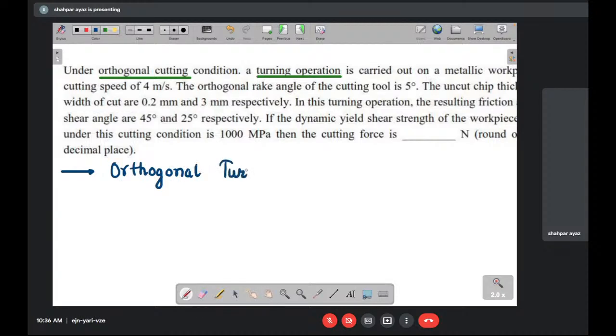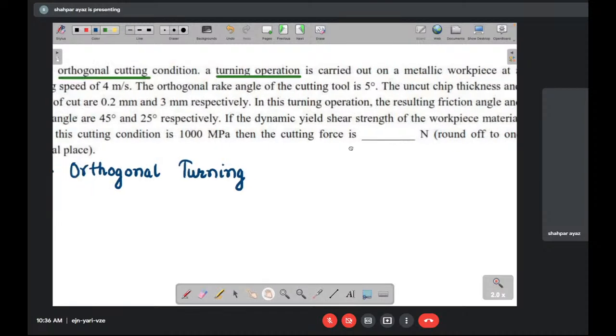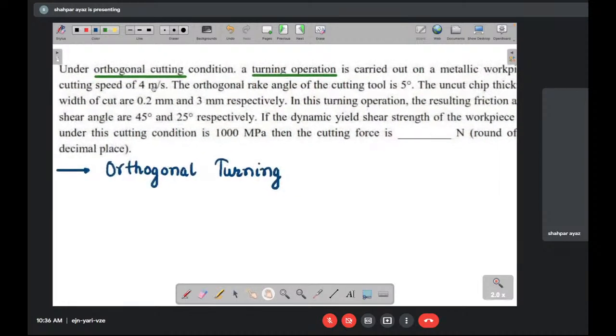Whatever results you know in case of orthogonal turning, that will be applied in this problem. Clear? Orthogonal turning is carried out on a metallic workpiece at a cutting speed of 4 meters per second. No problem, we can write the given part. Cutting speed is 4 meters per second.